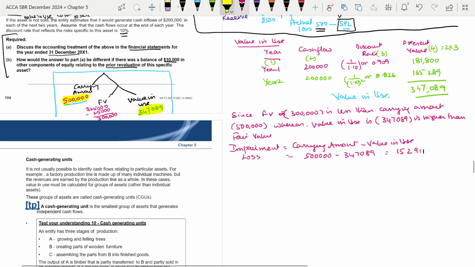The value of the asset is decreasing. There is no revaluation surplus. What general entry do we have to write? It is a loss.